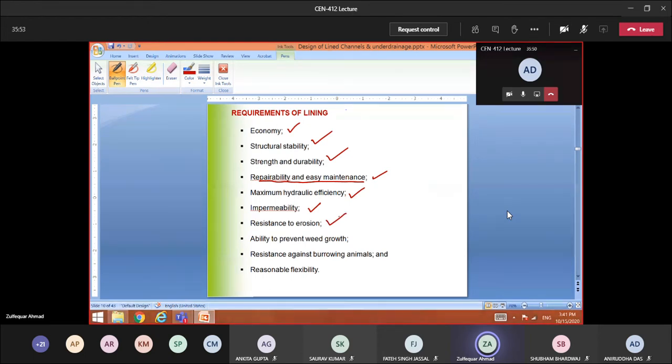Resistance to erosion, ability to prevent weed growth. This is a very important part: which type of lining you have to go for, to control the weeds. Resistance against animals making holes, and it should be a reasonably flexible structure. If you have any question, please let me know.